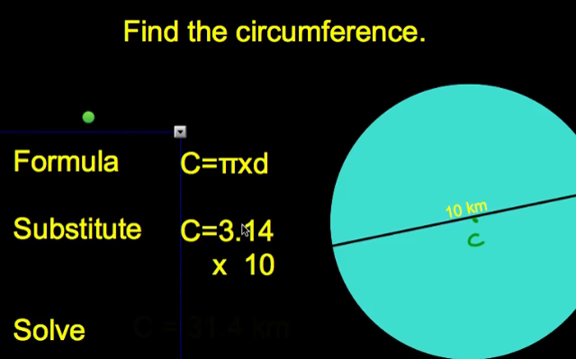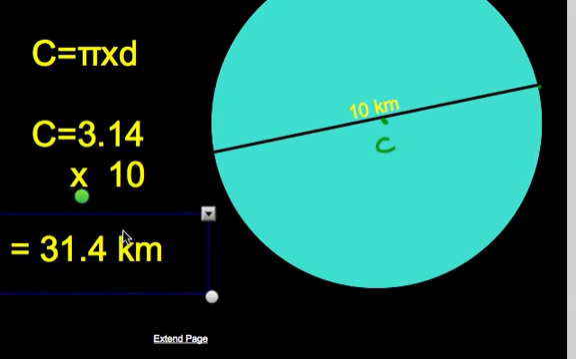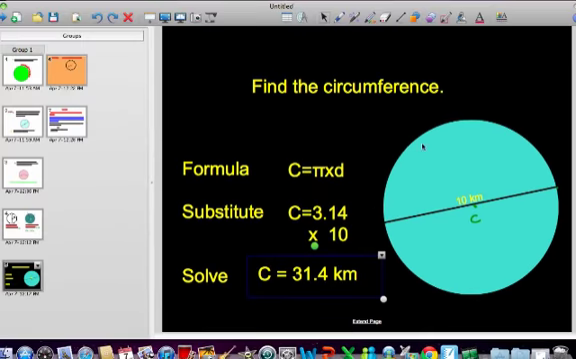And we have 3.14 times 10 in this instance, since D, the diameter, is 10. And when we solve that, we get 31.4. Just like with area and perimeter of rectangles and basically any other shape, we want to put units, and we don't want it to be kilometers squared because we're talking about a perimeter here, a distance around. So we just leave it as kilometers.